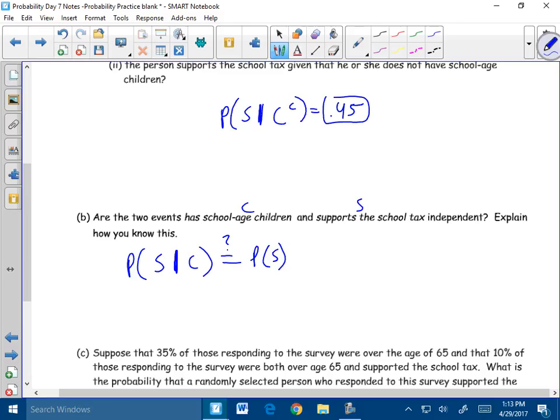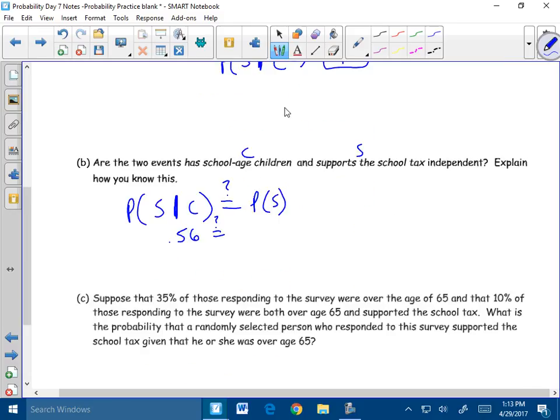Okay, so from above, the probability of S given C is 0.56. The probability that they support the school tax is 0.51. Those are not the same. So therefore, those events are not independent. So whether you have school-aged children affects whether you support the school tax or not. That's what we just showed.